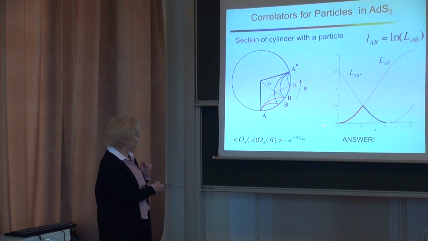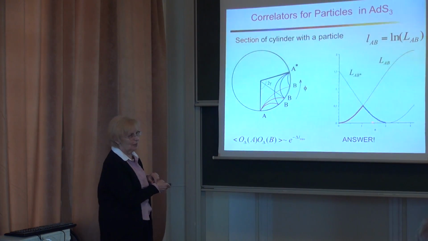For the correlator in the space-time, in the presence of a stationary point at the center, this is the explicit answer. It's not a big deal to write down. This is just a sin square of this angle, but the picture is presented here.